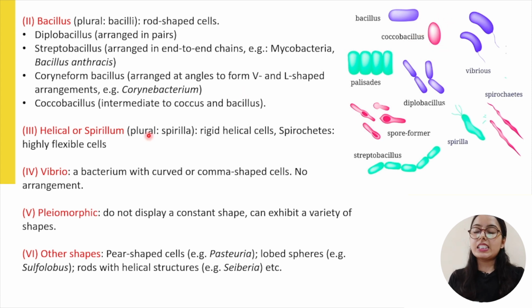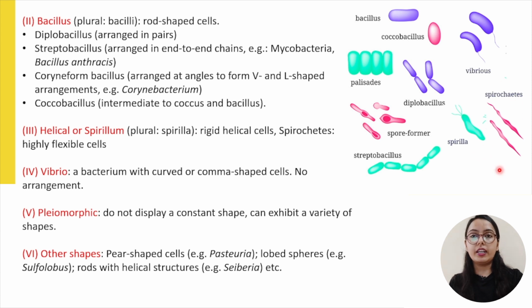Now, coming to the next cell shape, it is helical or spirillum, and these are generally rigid helical cells. As you can see in this image, this is a particular spiral shape of a bacteria, and when this spiral is highly flexible, such an arrangement is called spirochete.